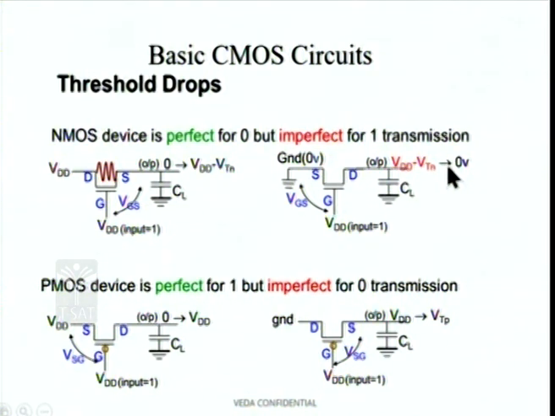Therefore, this is a good, perfect 0 transmission. When the input voltage is 0, the output voltage is also 0. Therefore, we say that an NMOS device is perfect for a 0 but imperfect for 1 transmission. If there is a logic 1 over here, the output is a logic 1, but it is not quite the same voltage value as is present at the input.